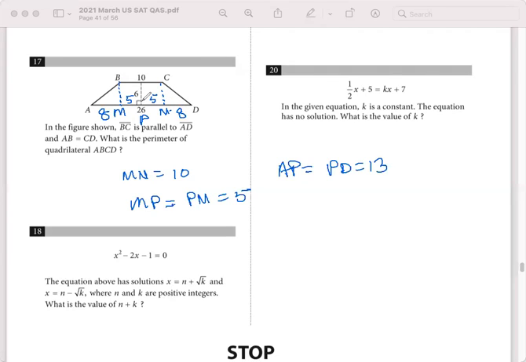Now the height is 6, so this is 6, and ND is 8. So by Pythagoras theorem, CD is 10, and by the same logic, AB is also 10, right? So the quadrilateral ABCD, the perimeter becomes 10 plus 10 plus 10 plus 26. 10 AB, 10 BC, 10 CD, and AD 26. So 10, 20, 30, 56. So the answer is 56.